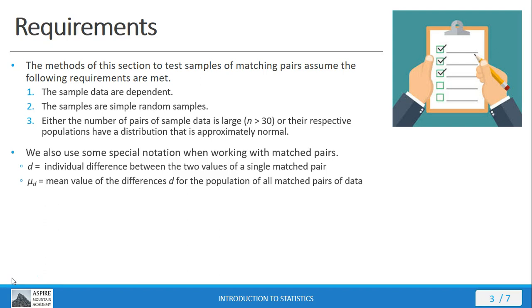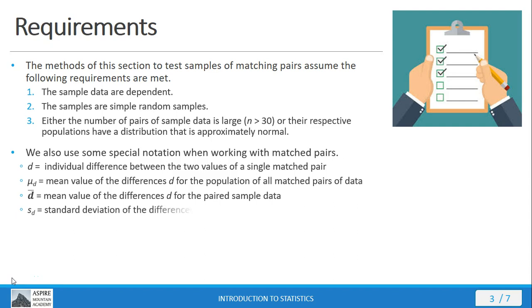Then if you take the mean value of all those differences, then you get mu sub d. d bar is then going to be the mean value for the difference for the paired sample data. So mu d is the difference for the population. d bar is the mean value for those differences of an individual sample. Of course, s sub d is going to be the standard deviation for the differences for the paired sample. And then n is going to be the number of pairs of sample data. It's essentially the sample size as we've seen before.